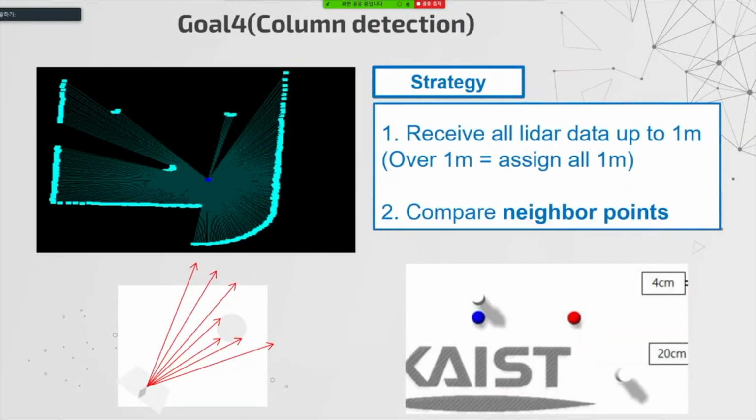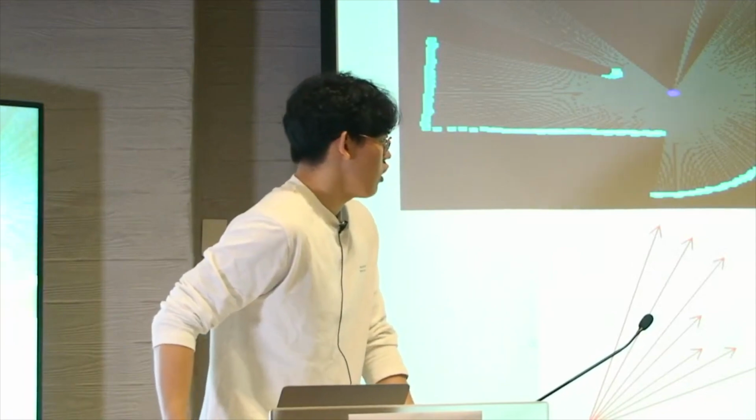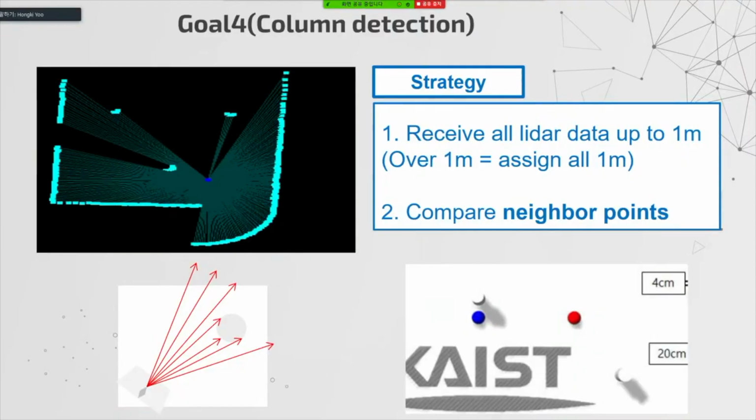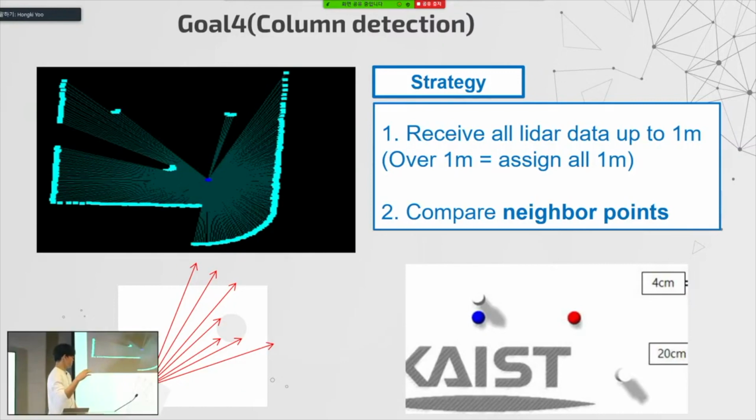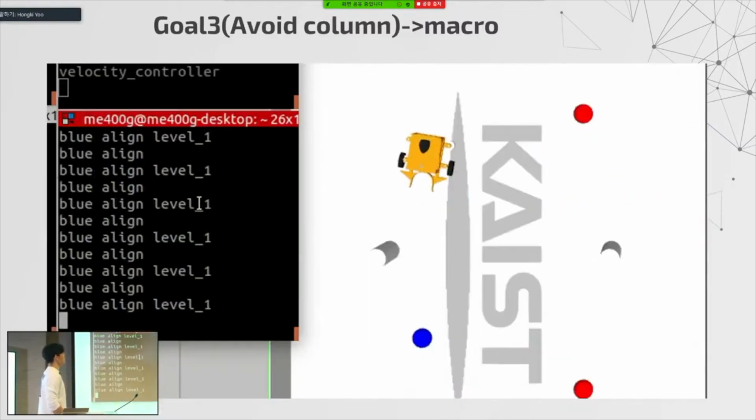So, to explain our first macro: the first macro is to avoid the column. First we detect the column by comparing the injected distance value from the LiDAR distance value. If the value has a difference greater than 15 centimeters, we consider it the edge of the column. So if the column is detected, we need to avoid it.